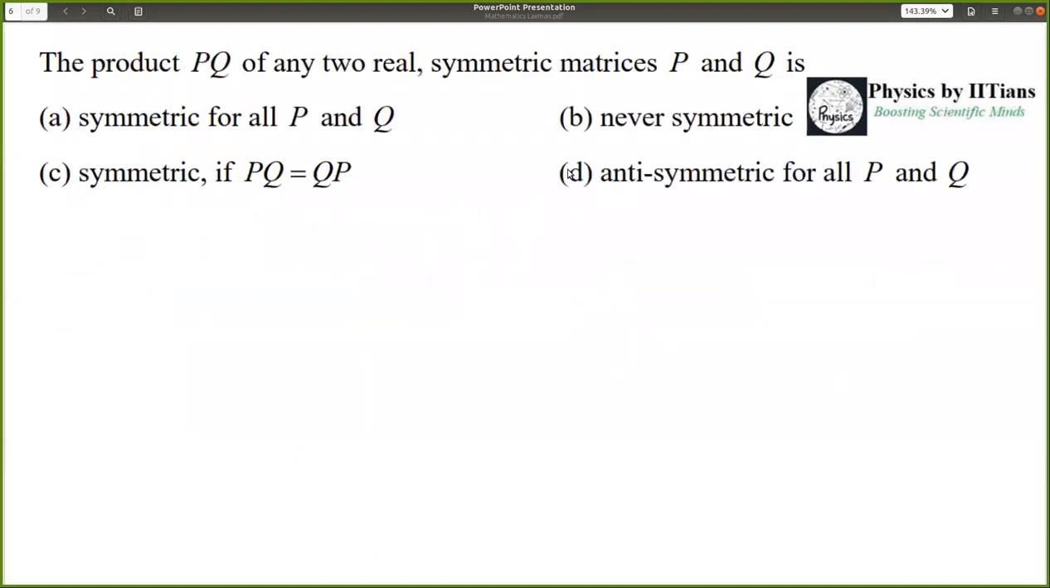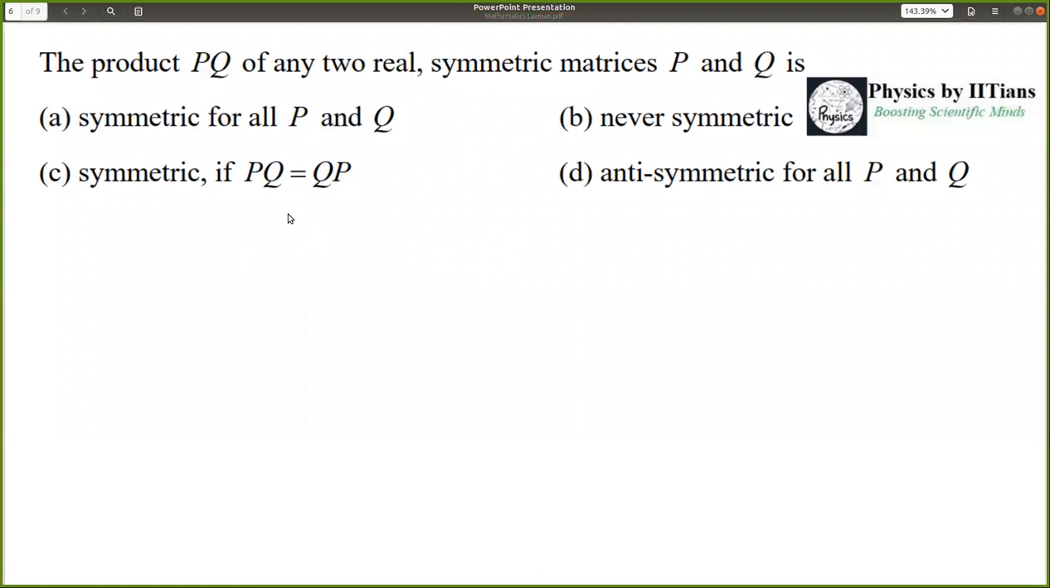So the next question is, you have been asked to find the product PQ of any two real numbers that are symmetric matrix P and Q. Means P and Q are two symmetric matrices, and you have been asked whether the product PQ is symmetric or not. You have to check the symmetricity of this product P into Q. Okay, let's move. So how can we proceed?